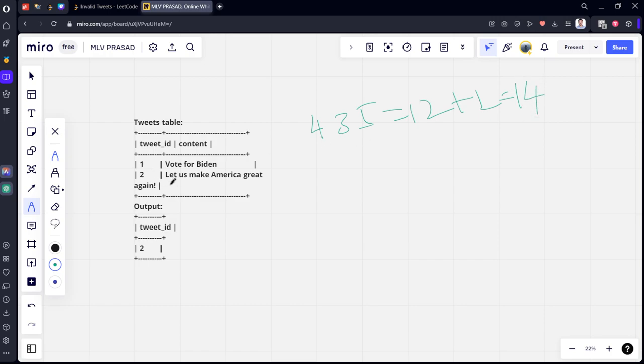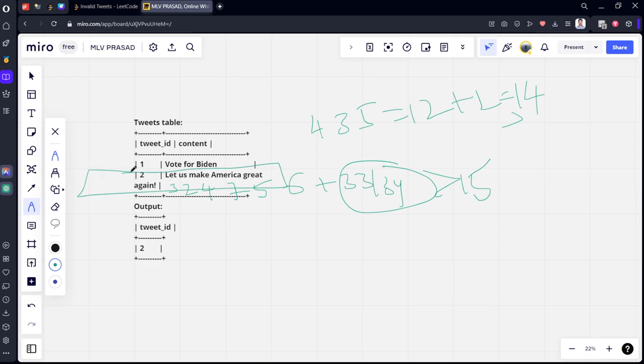Similarly, for "Let us make America great again!", it is kept here: 3, 2, 4, 7, 5, plus the exclamation mark, something like 6, then 3, 2, and so on. 5, 9, 16, 21, 27, and some 5 or 6 spaces, so let's say 33 or 34 characters are there. Now you can see that this is greater than 15, while the other is not greater than 15. So only the second row matches.